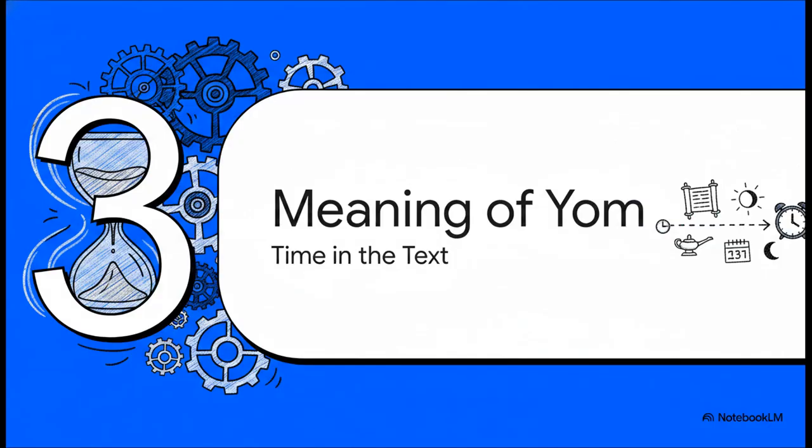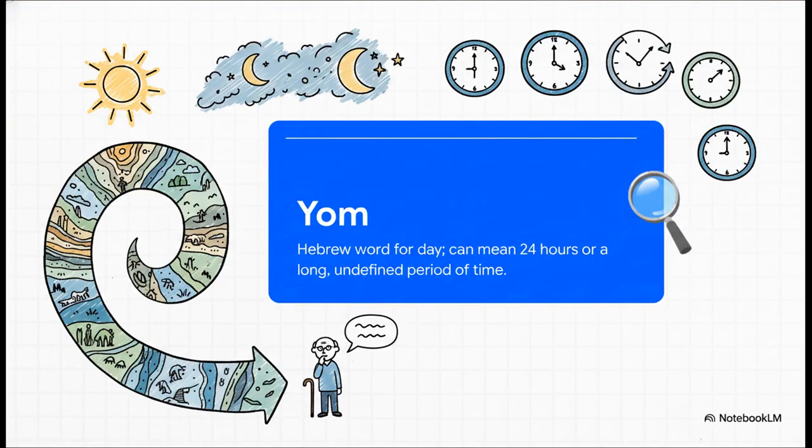Okay, let's head into Section 3, the meaning of yom, time in the text. Now, when people argue about Genesis, it almost always boils down to this one Hebrew word, yom, which our English Bibles translate as day. But here's the thing. Yom doesn't strictly mean a 24-hour block of time.